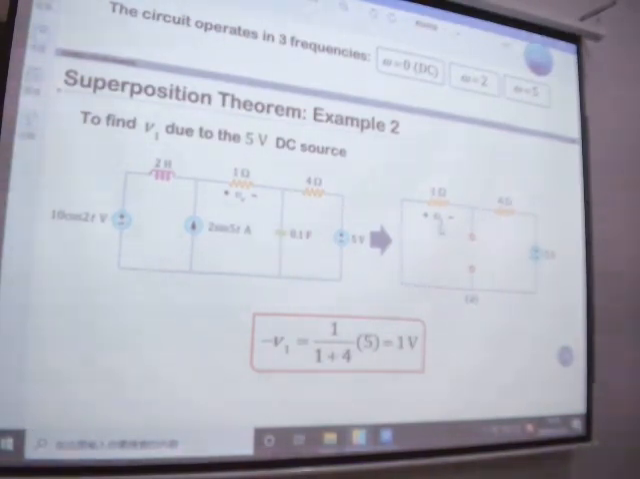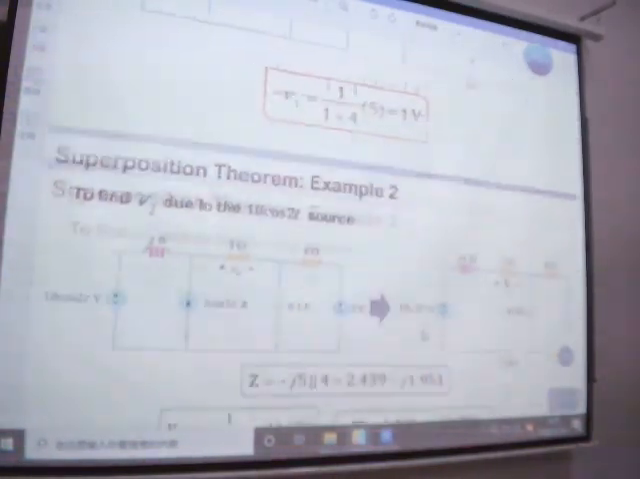How to get the value of V1? We use the voltage divider, right? The 1 over the sum times 5. Clear? Right. But here, one more thing we should notice is the sign of V1 is opposite to 5B. So the value calculated for V1 is minus 1. Clear?